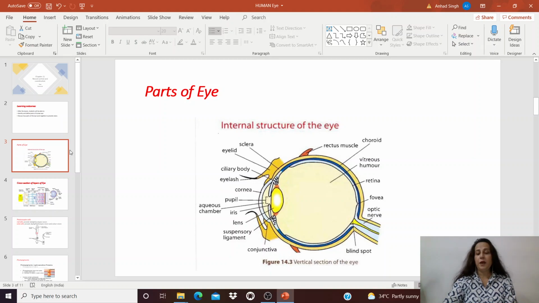A pair of eyes are located in the sockets of the skull called orbits. An adult human eye is nearly a spherical structure. The wall of the eyeball is composed of three layers. The external layer is composed of a dense connective tissue and is called the sclera. The anterior portion of this layer is called the cornea.